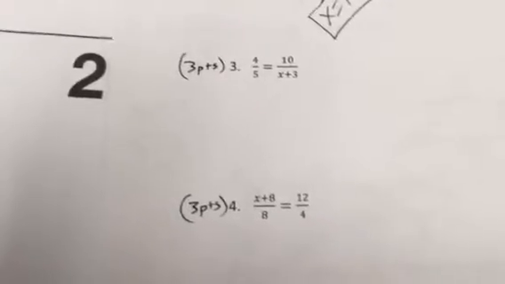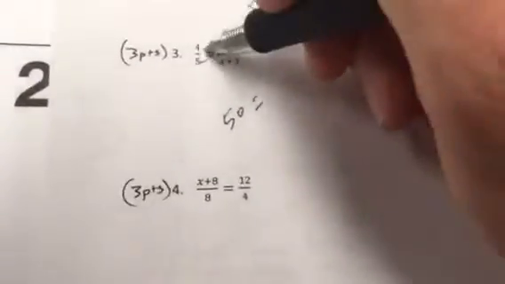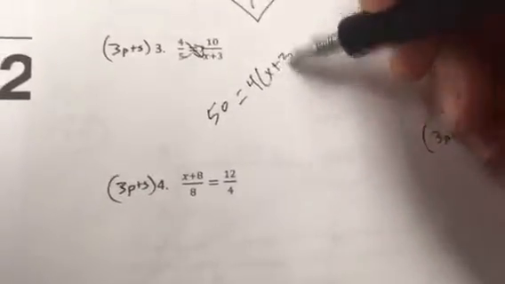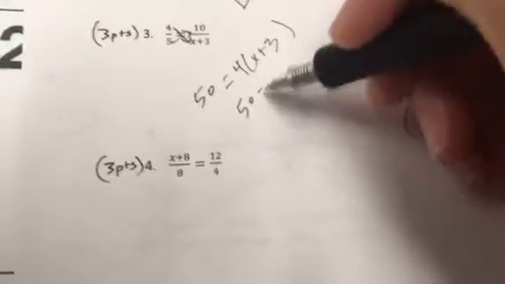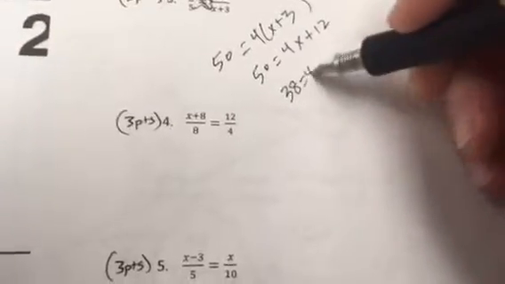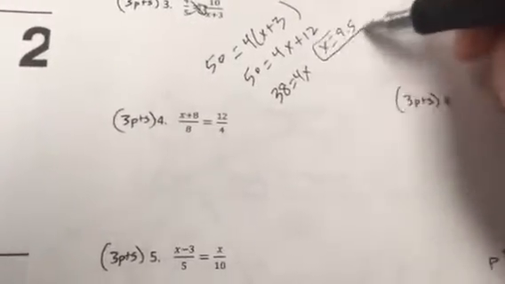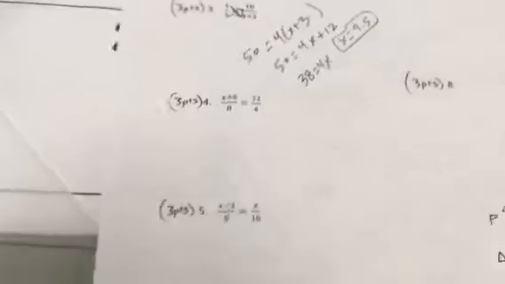All right, guys, on this next one, 5 times 10, 50 is equal to 4 times the quantity of x plus 3. Make sure to use distribution. You get 4x plus 12. Subtract 12 from both sides. 38 is 4x. Divide by 4. X is 9.5.